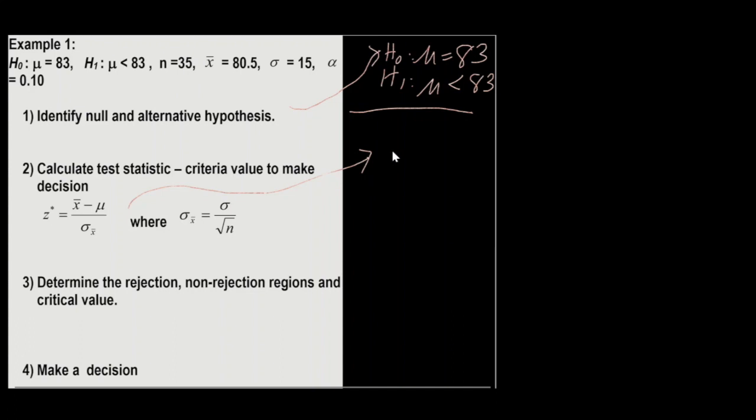We would be using the normal distribution. So the test statistic is denoted as Z star equals x bar minus mu over sigma x bar. So x bar would be 80.5 minus mu. Mu is 83 over sigma x bar. So sigma x bar would be sigma, the population standard deviation 15, over square root of n, and n, your sample size, is 35. This equals negative 0.9860.